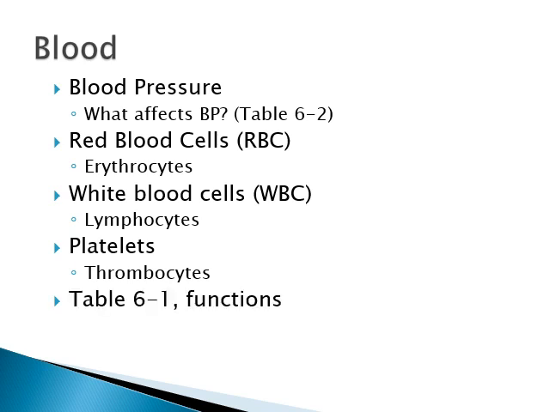And again, table 6.1 will summarize the function of them, but pretty much what we said is what they do. The erythrocytes will transport oxygen and remove carbon dioxide. The white blood cells are going to be responsible for mediating the immune response, and we talked about phagocytosis. And the thrombocytes are going to be responsible for clotting.